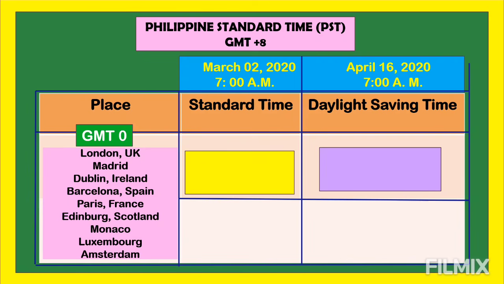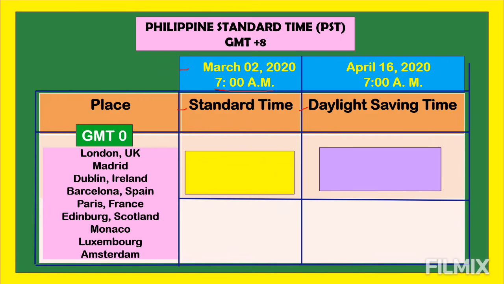If we're going to convert our time to their time, we just subtract the time difference from our time. By the way, they have their standard time and they also have daylight saving time. Daylight saving time in Europe starts from March 29, 2020 until October 25, 2020, that is Sunday. Our example here is March 2, 2020. It means that they are still in their standard time.